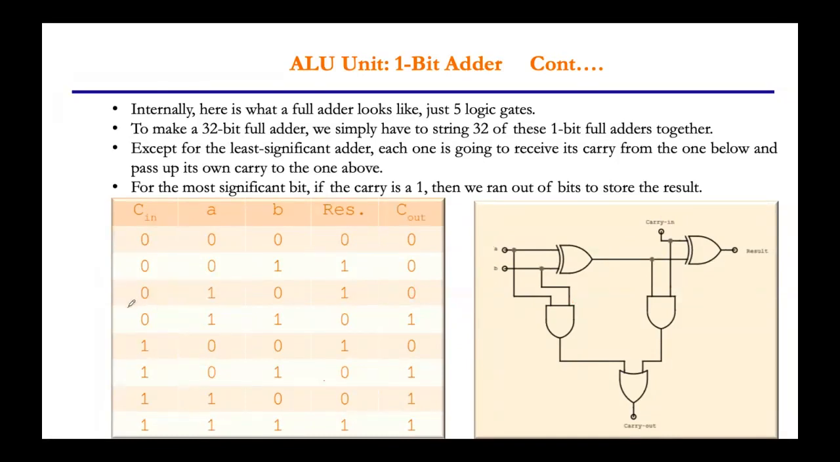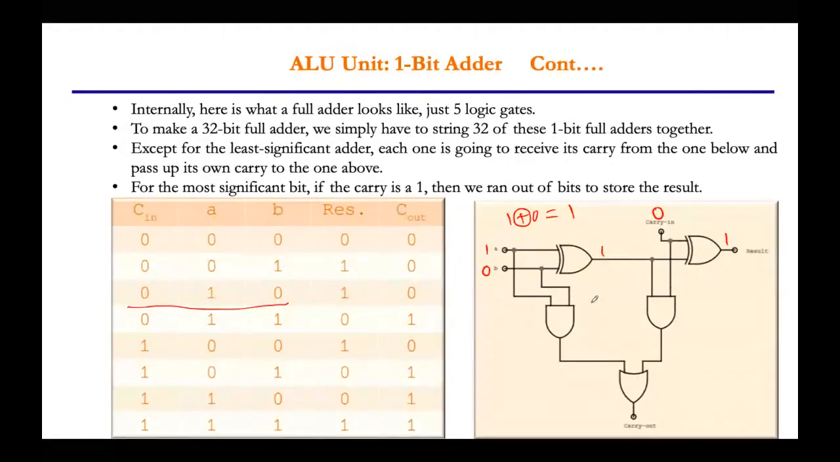Cin. For this, let us see whether this hardware is working correctly or not. Cin is 0 and your input A is 1, B is 0. So here 1 exclusive OR 0 gives the result 1. Okay. Now again 1 and carry is 0 for this.